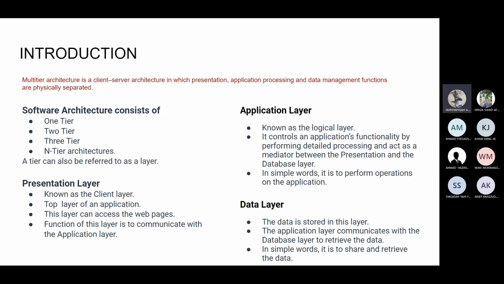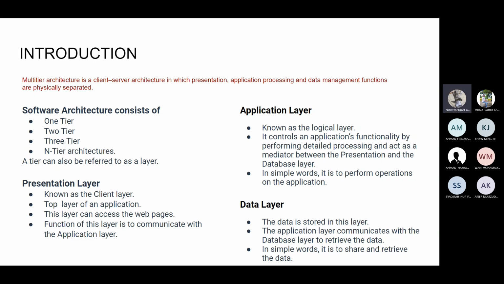Multi-tier is a client-server architecture that consists of presentation, application processing, and data management functions, which are physically separated. There are a lot of architectures that consist of tiers, especially tier 1, 2-tier, and others up to n tiers.